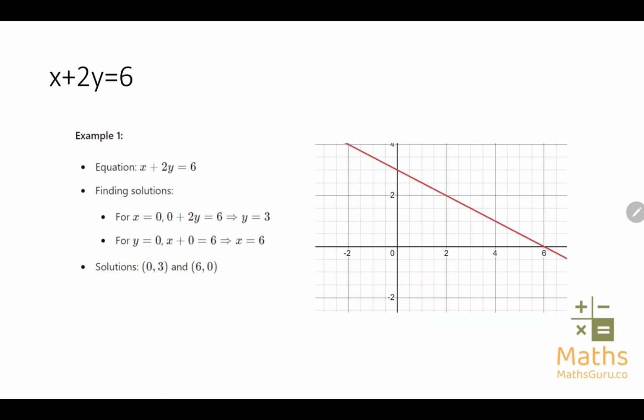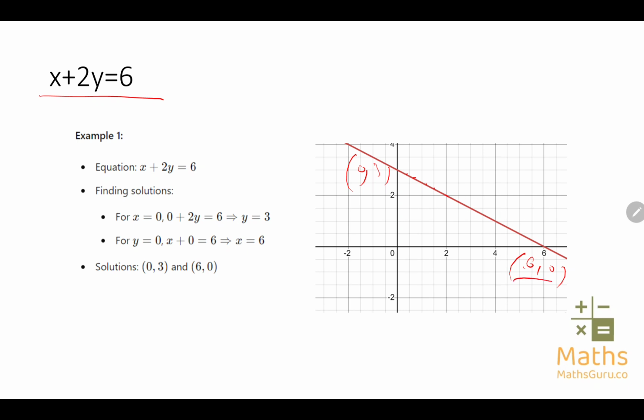Let's understand it with an example: x plus 2y equals 6. If I plot that on a graph, it will be a straight line which will cross the x-axis at 6, where y is 0, and the y-axis at 3, where x is 0. So these are two points which are solutions of this linear equation with two variables, and all the points on this line would be the solution.